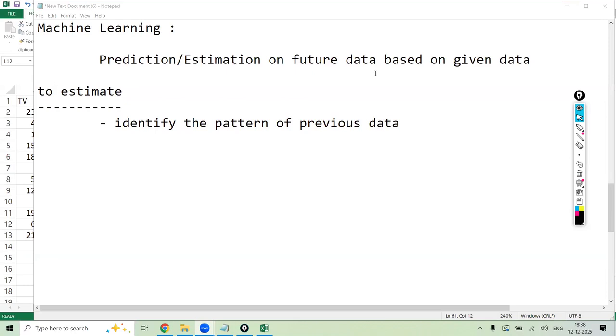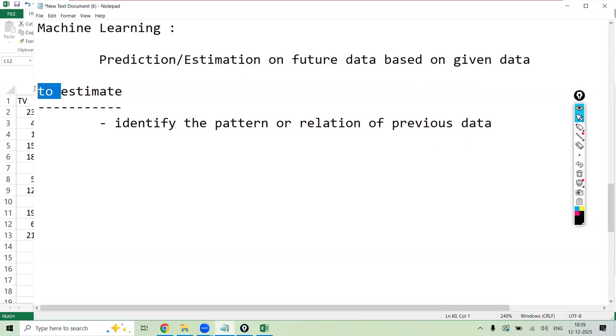Is the point clear, guys? First we have to identify the pattern of the previous data. What previous data are we having? What is the pattern, the relation? Pattern means pattern, relation means relation. We have to identify this relation with maximum accuracy. Nobody can estimate with 100% accuracy, but we have to estimate with maximum accuracy.